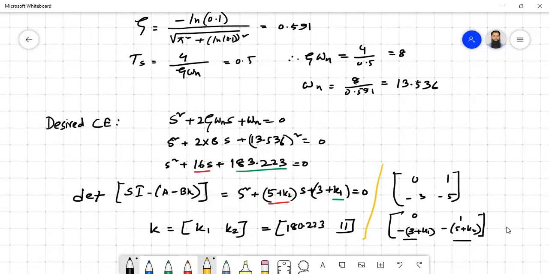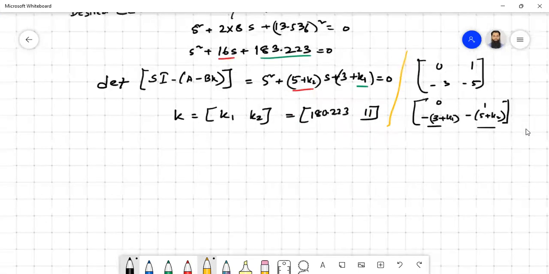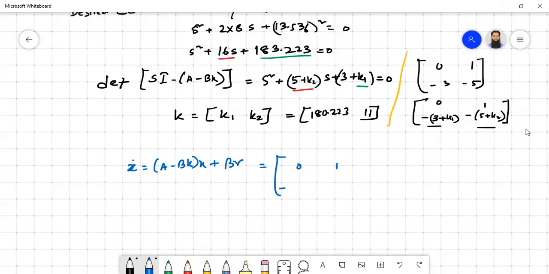So this is our design. Now, based on this system, you can also represent it in the phase variable form. You can write x dot equal to (A minus BK) x plus Br, which will be [0, 1; minus 183.223, minus 16] x plus [0; 1] r. And our output equation is y equal to Cx, that is [1, 0] x.